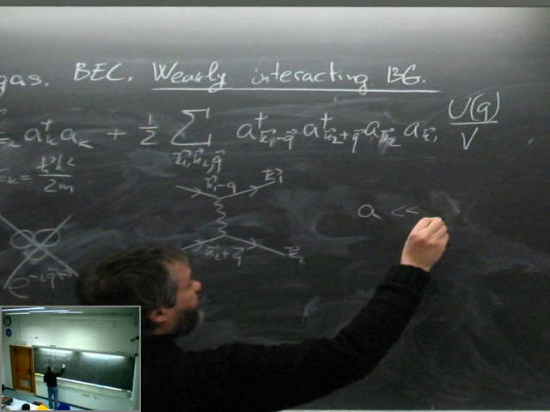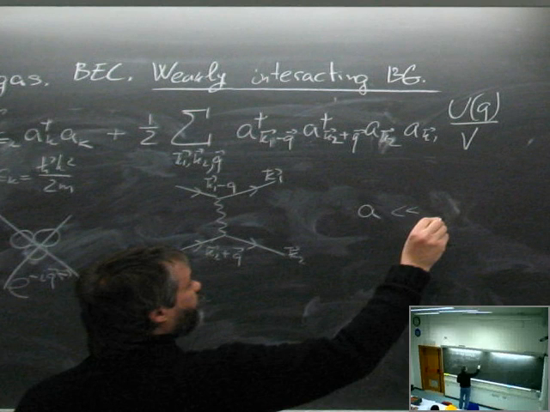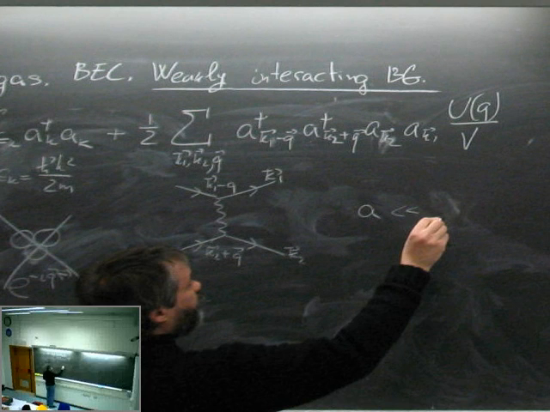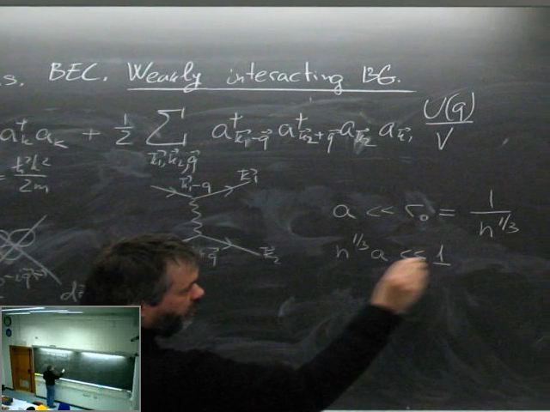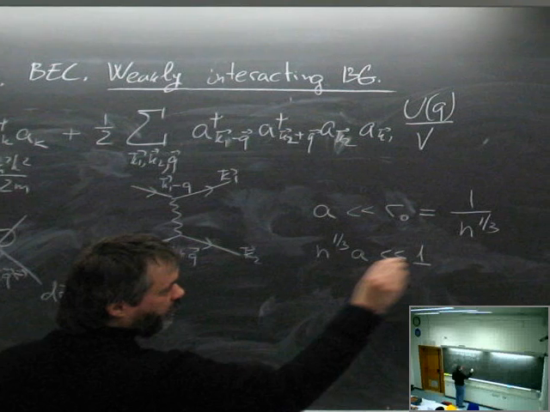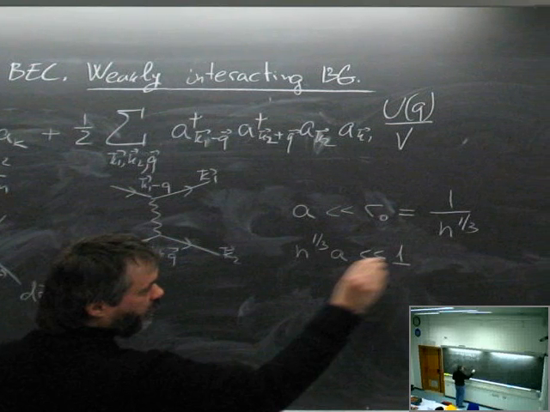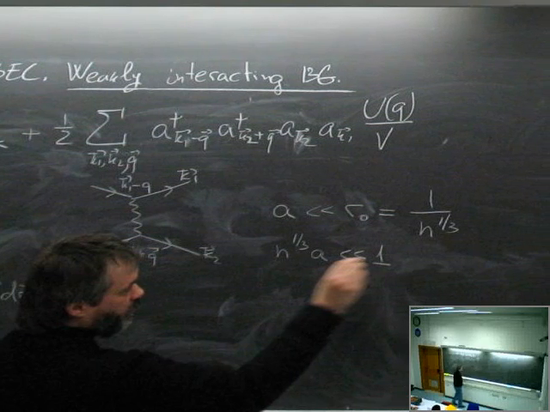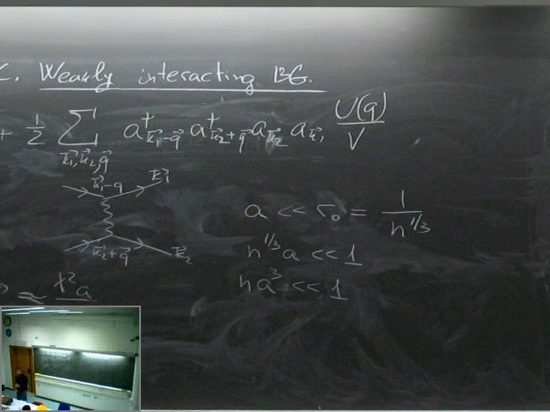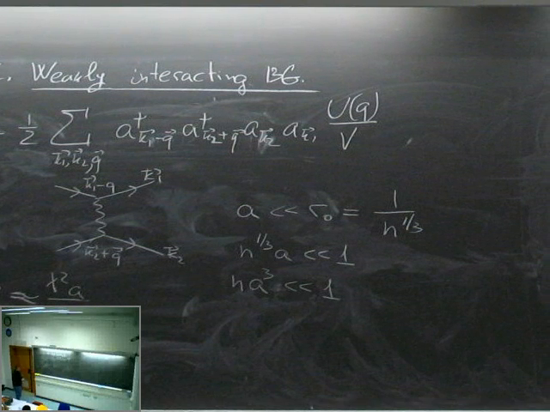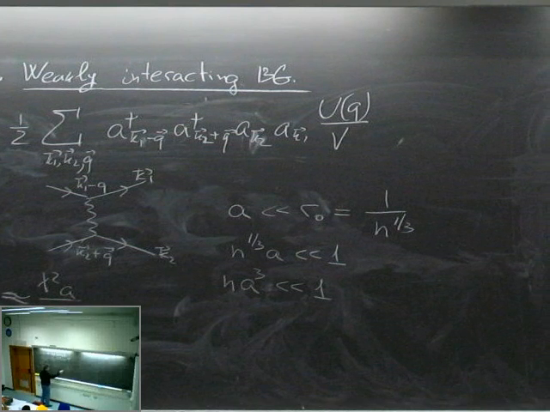a should be much smaller compared to the mean distance between particles. The mean distance between particles is the density to the power minus 1/3. Therefore, we write down that n to the power 1/3 a is much smaller than 1, or a cubed n is much smaller than 1. Sometimes this parameter is called the gas parameter, so we are in fact in the approximation of a gas.